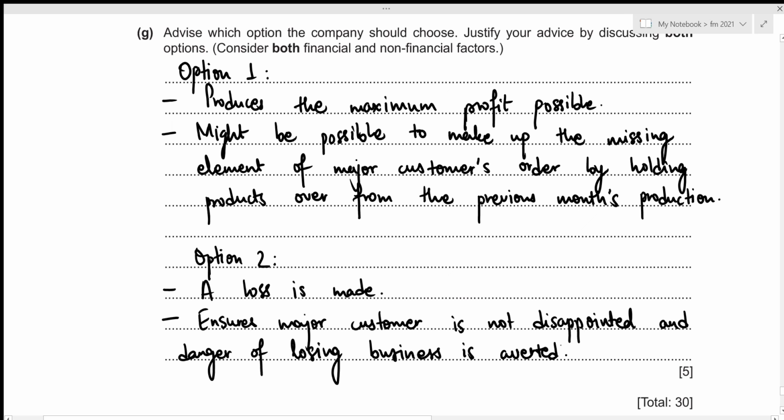Okay, now based on these factors, we need to advise which option the company should choose. So we can see that in option 2, we will be making a loss, but we will be ensuring that we do not lose our major customer. But like I said before, in option 1 as well, we are producing a profit and we can avert the danger of losing our major customer by holding the products over from last month. And I think doing so makes option 1 a better option as compared to option 2. So I would definitely suggest that the company should choose option 1.